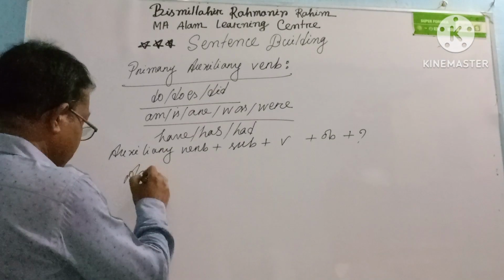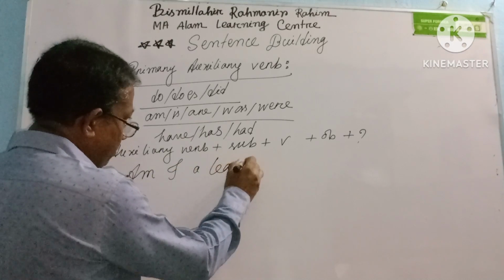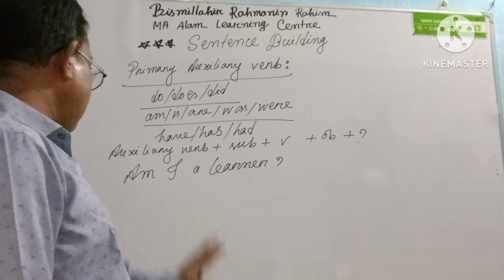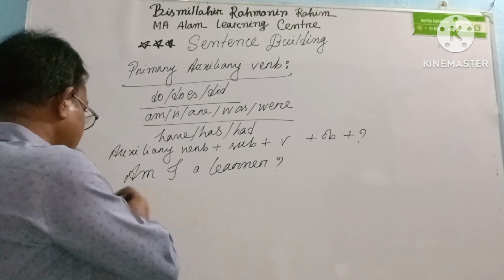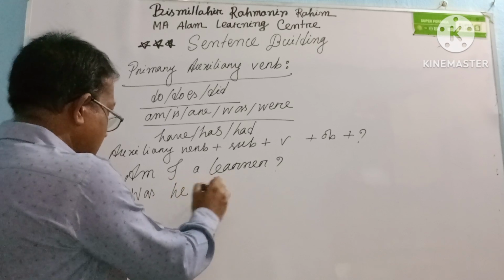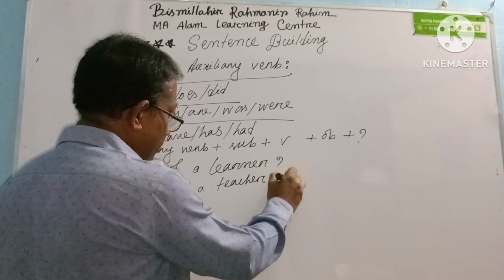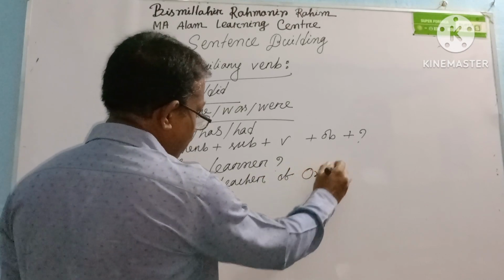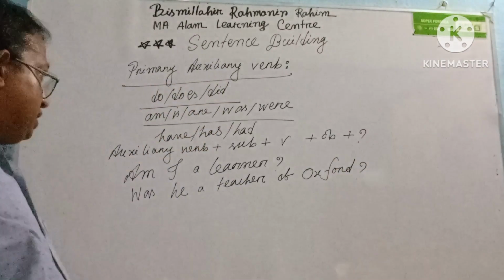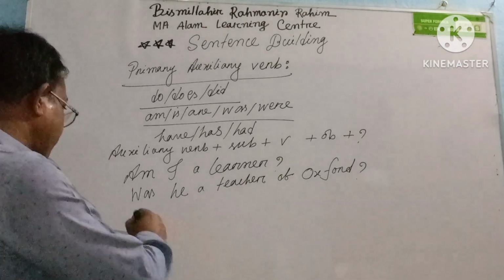Am I a learner? Am I a learner? আমি কি একজন শিক্ষার্থী? Was he a teacher? Teacher of Oxford? Was he a teacher of Oxford? সে কি অক্সফোর্ড বিশ্ববিদ্যালয়ের একজন শিক্ষক ছিল?